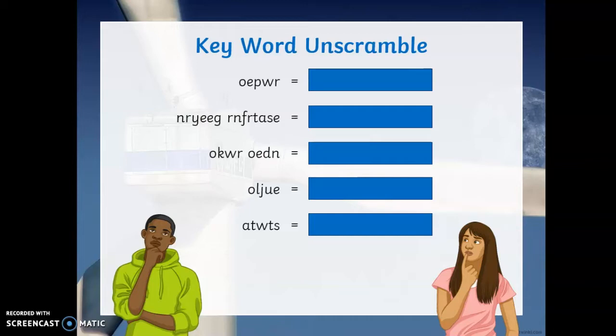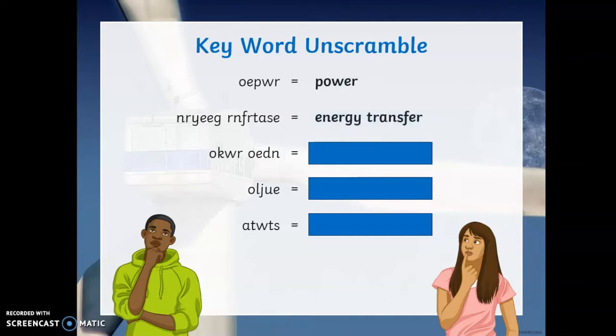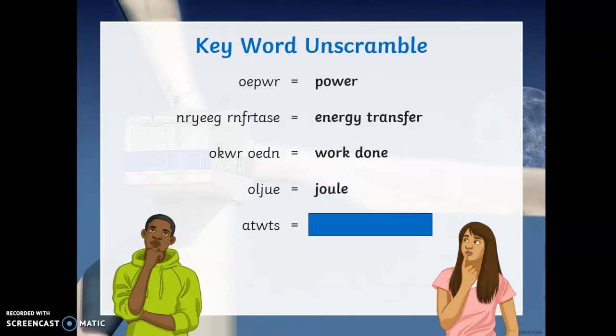Okay, so hopefully you got the first one at least. That one is power. Our second one is energy transfer. Third one is work done. Fourth one is the joule, remember the unit of energy. And our last one is watts, the unit of power.